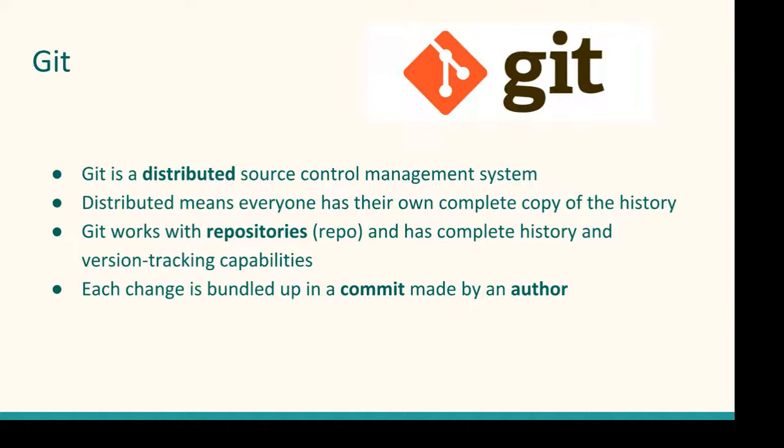Git works with repositories, which you'll hear me refer to as a repo. Again, because it's easier to type and say, and developers are lazy. It has a complete history and version tracking capabilities. And the way that Git works is every change that you make and then commit is bundled in that commit, and that commit captures all the changes that you made with that commit, as well as your account, your GitHub user info, and the date information. So it keeps all of that information with the commit, which is really useful.